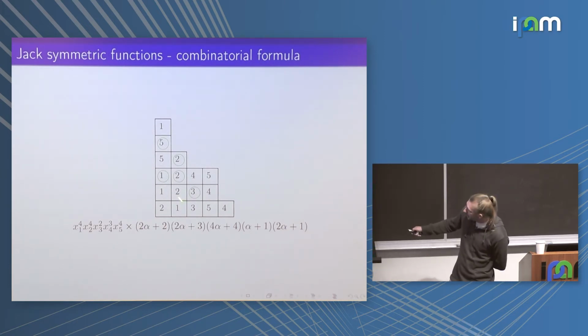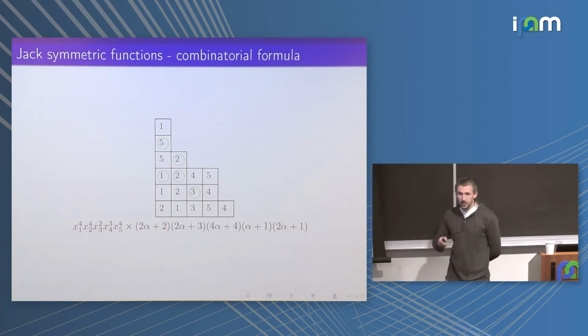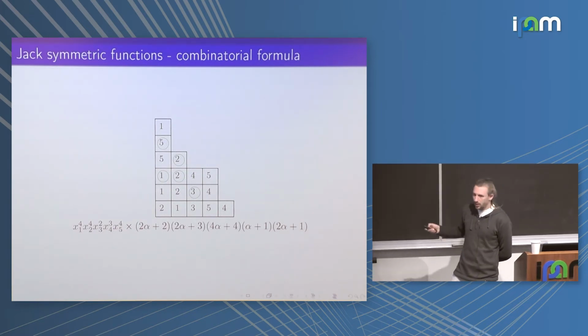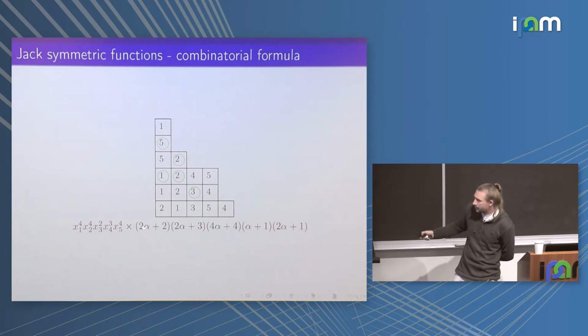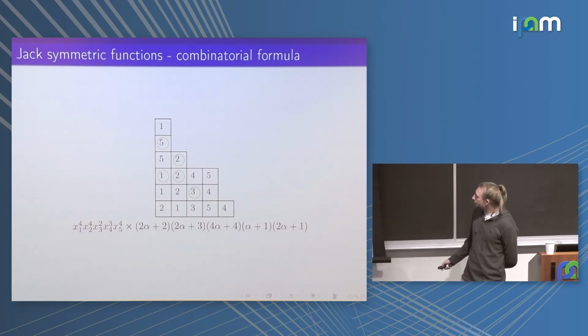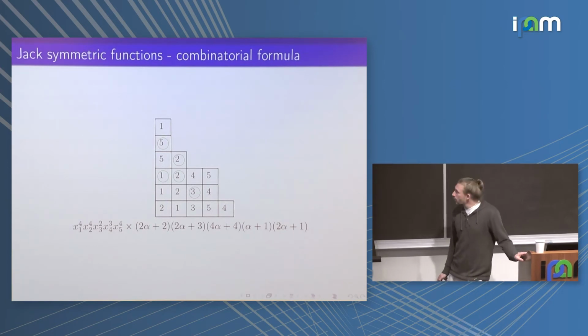Okay, and by these green circles, I indicated the boxes which have the property that the box just below has exactly the same entry. So for these boxes, I have to associate this funny product of alpha hook deformations. Okay, so this is how the formula for Jack polynomials works.